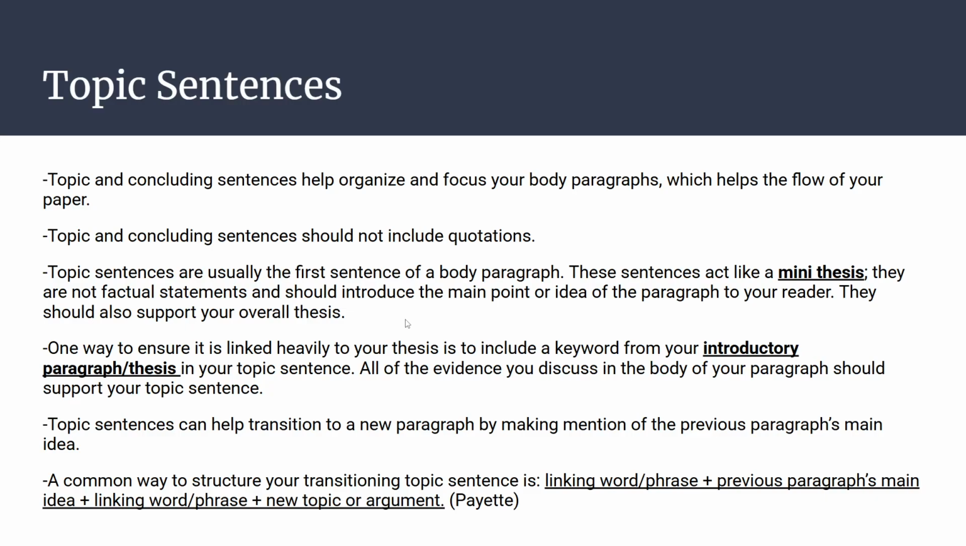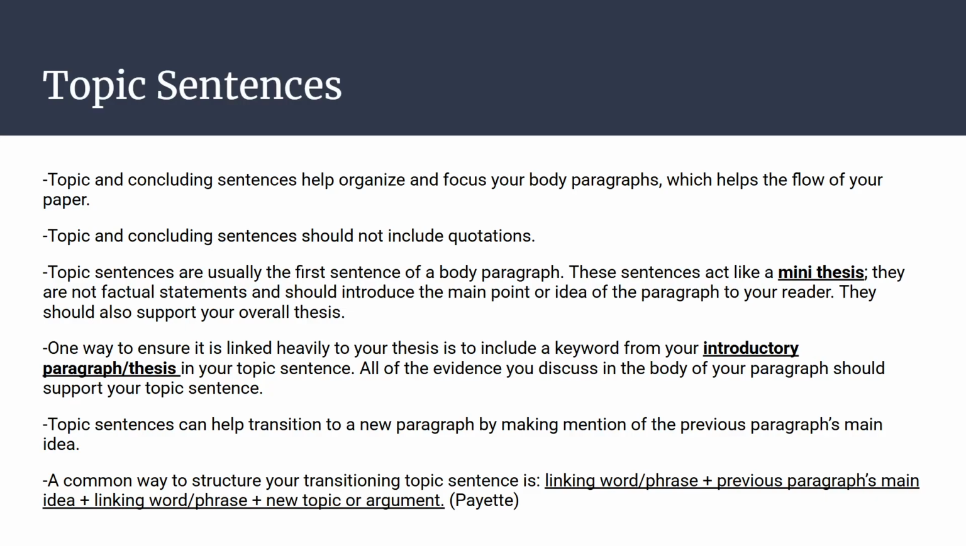Now, let's talk about those topic sentences. Both topic and concluding sentences help you organize and focus your body paragraphs. It narrows in and tells us what that paragraph's going to be about, which helps for the flow of your paper. They should not have quotes in them. I don't want to start my body paragraph with a quote. They're usually the first sentence of the body paragraph, and they act like a little baby thesis.